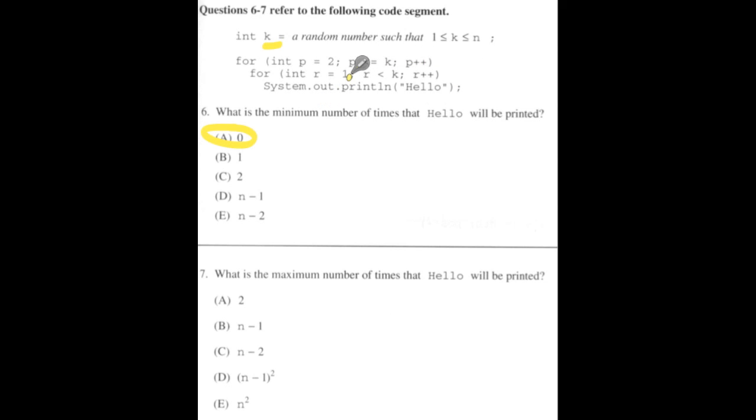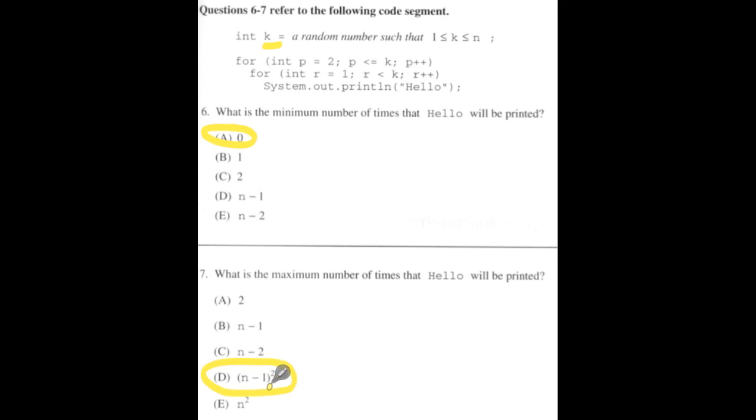The inner loop starts at 1 instead of 2, right? But it stops just before k, so it's not going to go all the way up to n, in this case when k is equal to n. So it's going to go 1, 2, 3, which is again n minus 1 when n is equal to 4. So you just look down here for that solution, and it's D.